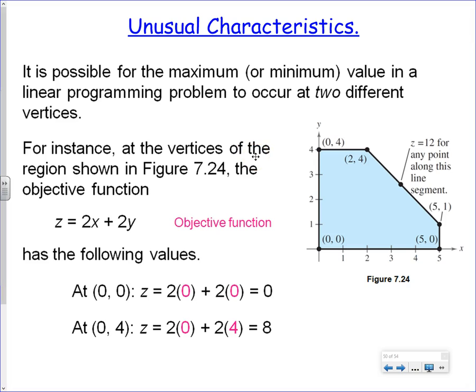It is possible for the max or min to occur at 2 different vertices. That's a good idea. It's another example, but it's a quick, unusual characteristic. What's something weird that could happen? Something weird that could happen is the following. This is our objective. Looks a lot like the other one, right?